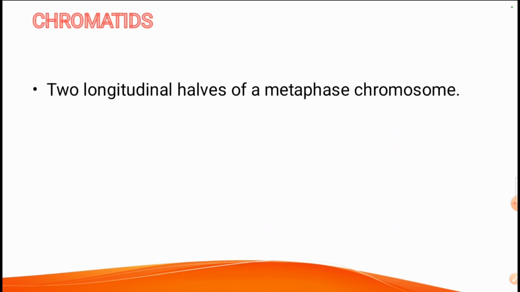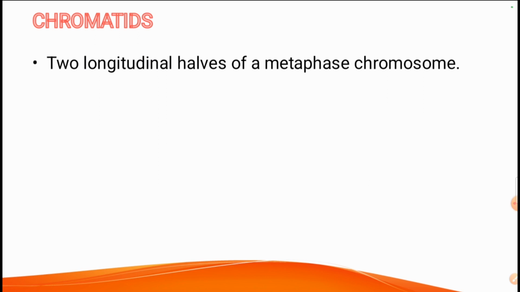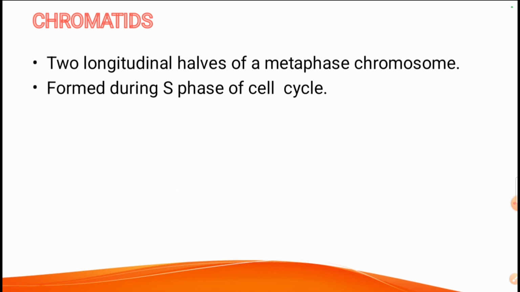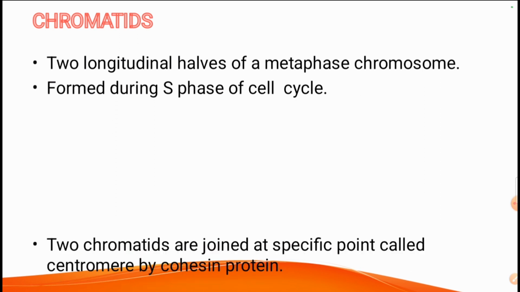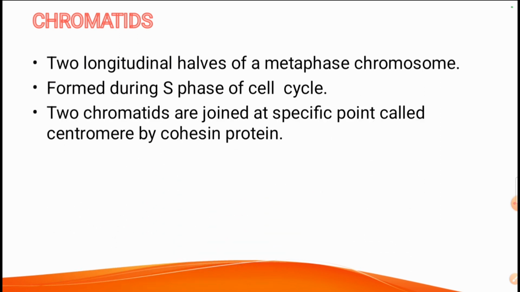As far as chromatids are concerned, these are the two longitudinal halves of a metaphasic chromosome. The two chromatids are formed during the synthetic phase of the cell cycle. You know the cell cycle: the G1, S, G2 and the M phase or dividing phase. So the two longitudinal halves of the metaphasic chromosome, which are otherwise known as chromatids, are formed during the S phase of the cell cycle. How are the two chromatids formed?